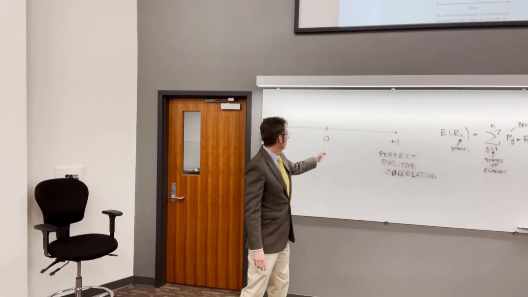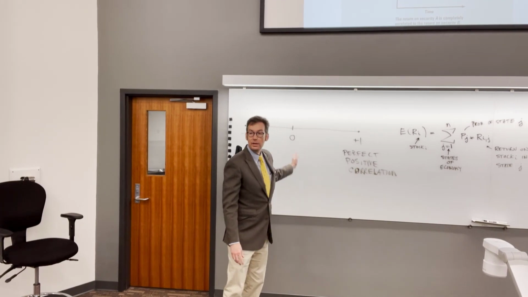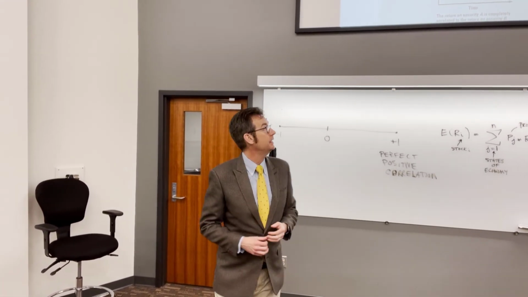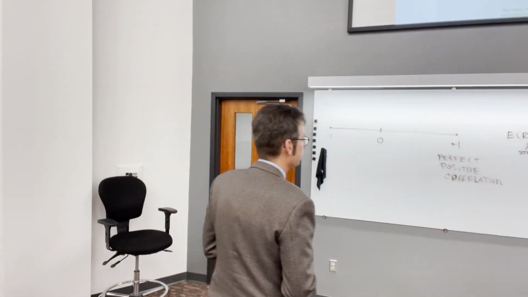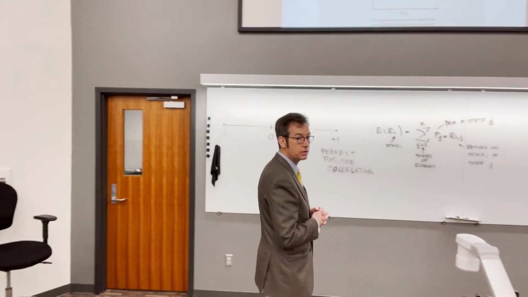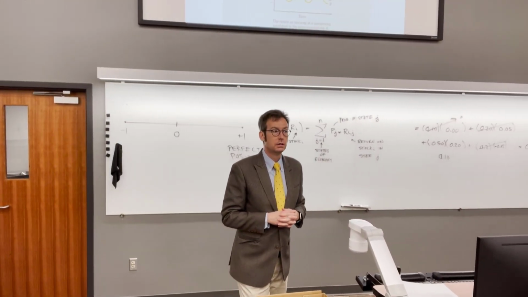But what about here in the middle? Here in the middle, we have zero correlation. And in fact, you can look at that picture there, and what happens with A has not one thing to do with what happens with B. What happens with A doesn't have anything to do with what happens with B. Any questions so far? Okay.